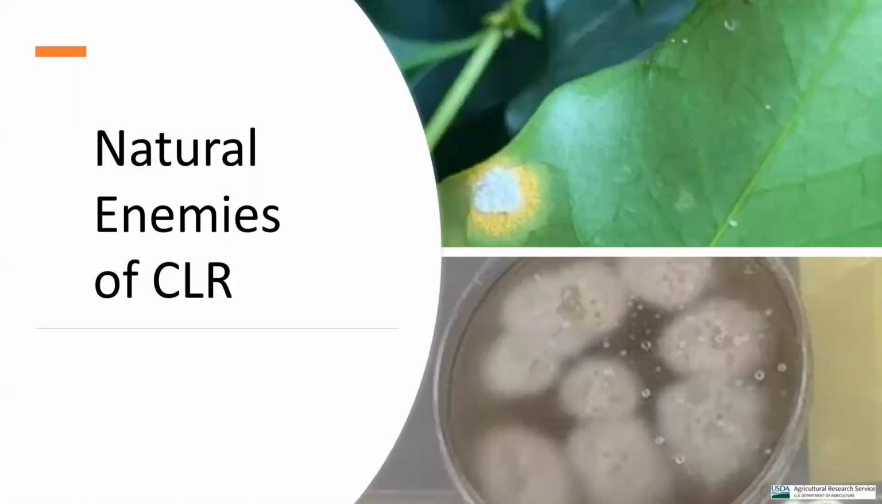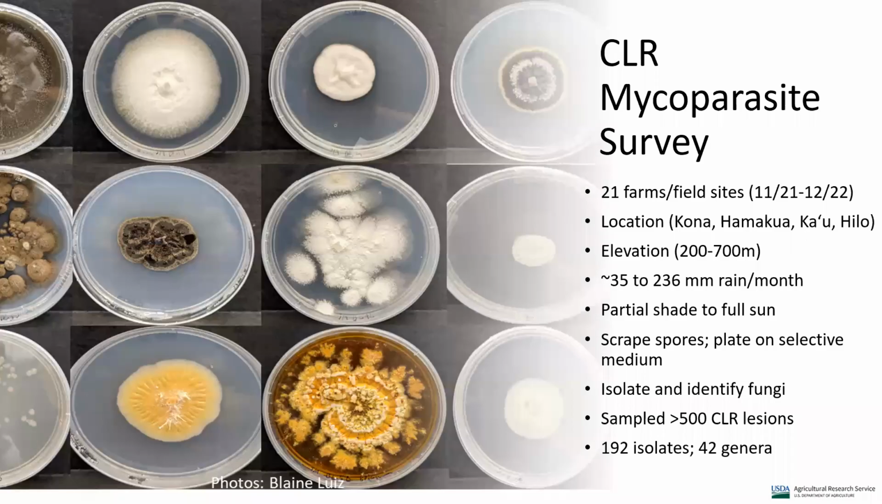And the final topic will be one of our favorite ones, the natural enemies of coffee leaf rust. Overall, we've been conducting a mycoparasite survey. That just means fungi that attack the coffee leaf rust spores. We've been to a number of farms and field sites throughout the entire island now, which vary in elevation, the amount of rainfall per month, and whether it's shade, partial shade or full sun. For the basic methodology, we see these spots with spores and fungi attacking those areas.